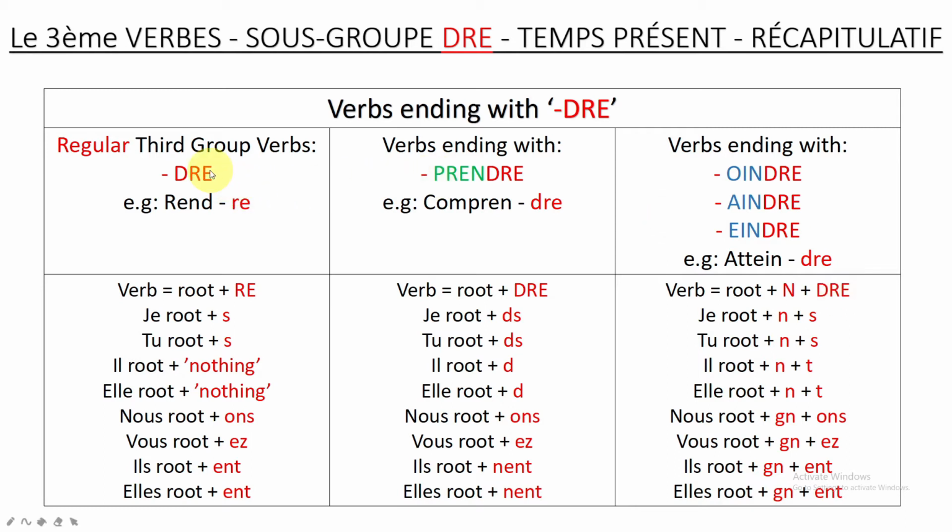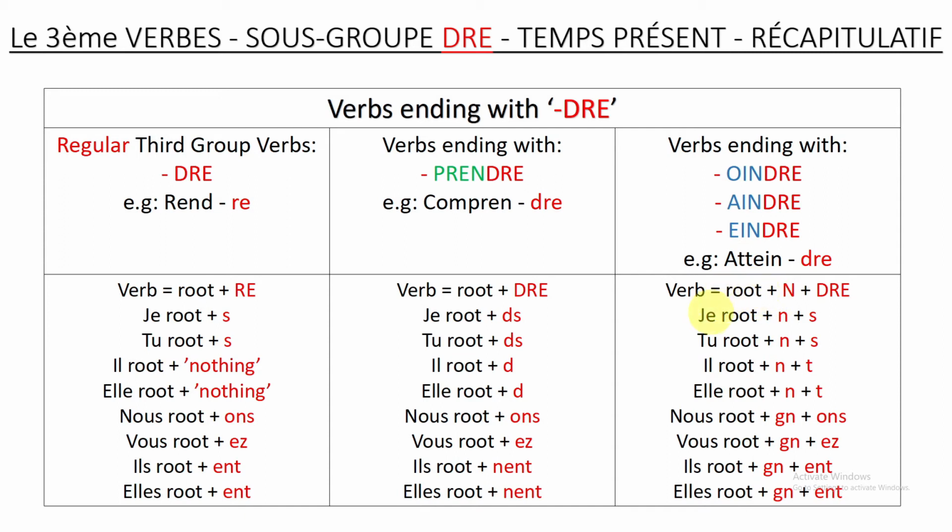So, when it is only DRE, verb ending with DRE, I'm just removing RE to get the root. Okay? Sorry, let me repeat. When it ends with DRE, I'm removing RE to obtain the root. Okay? When it ends with PRE and DRE, I remove DRE to obtain the root. Okay? When it ends with OIN, DRE, AIN, DRE, or EIN, DRE, I need to remove DRE, and the N before the DRE also, I need to pay attention to it because we are going to use it very soon. Okay? Then the remaining will be the root.